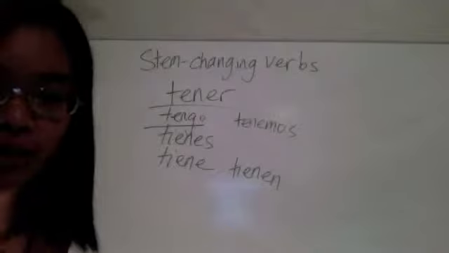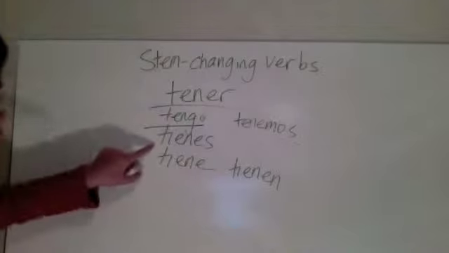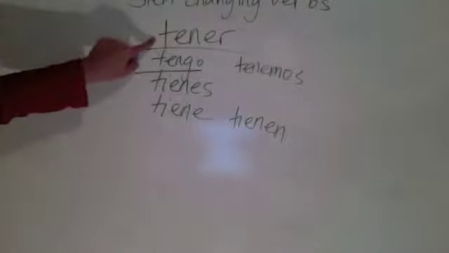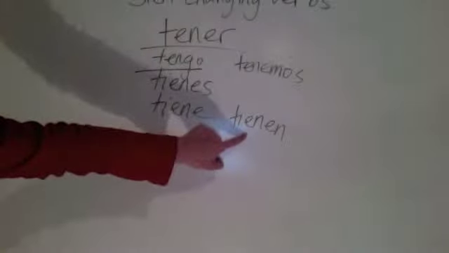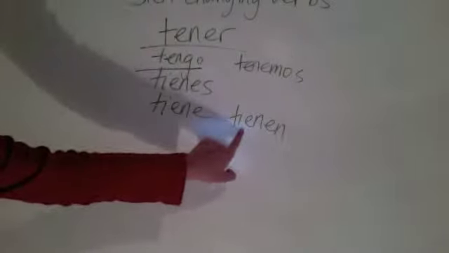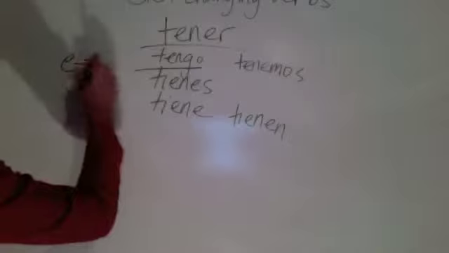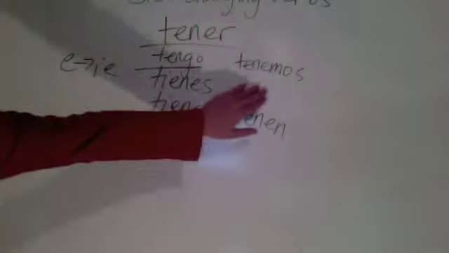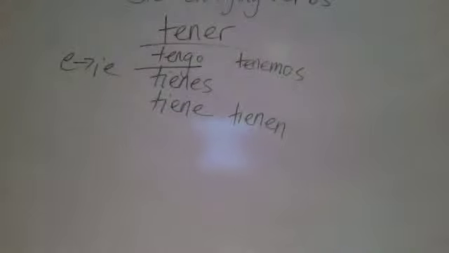As you may remember, the yo form is irregular, but let's take a look at other forms. Tienes, tiene, and tienen. In the infinitive, it's E, but in tú, él, ella, usted, and ellos, ellas, ustedes it is IE. This is what we call a stem change, and in fact, this is called an E to IE stem change. But what happens to the nosotros form, tenemos? The rule is, in present indicative, the nosotros never has stem change.